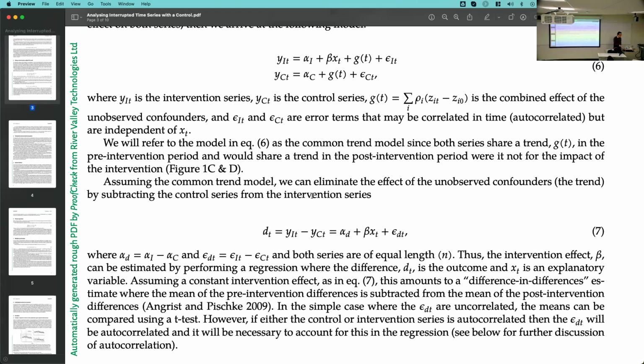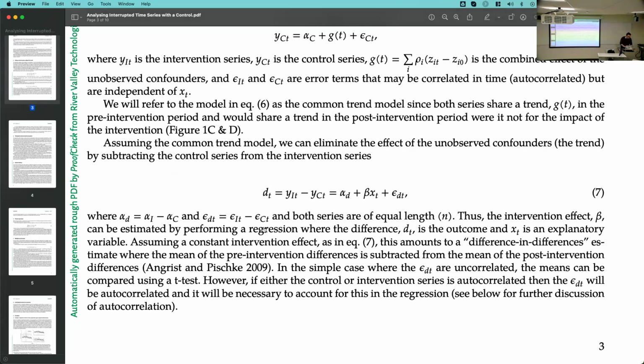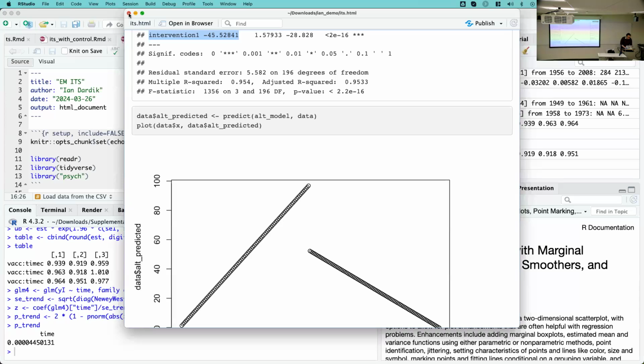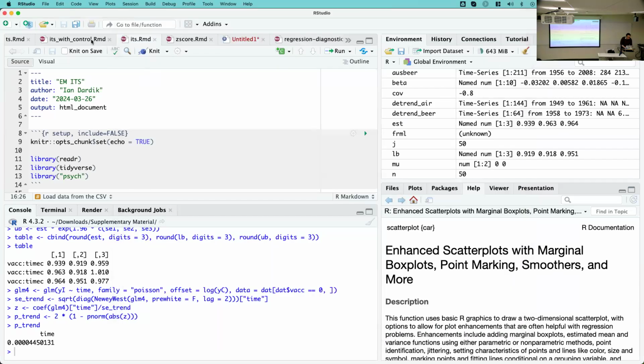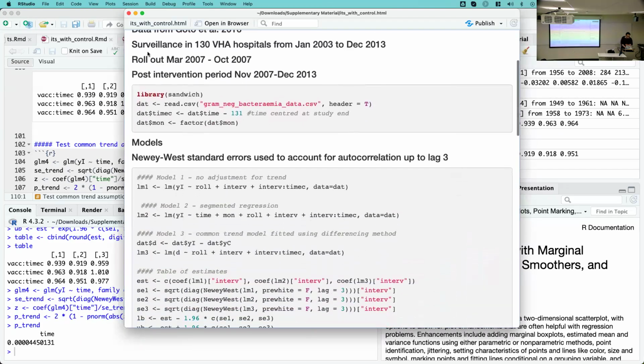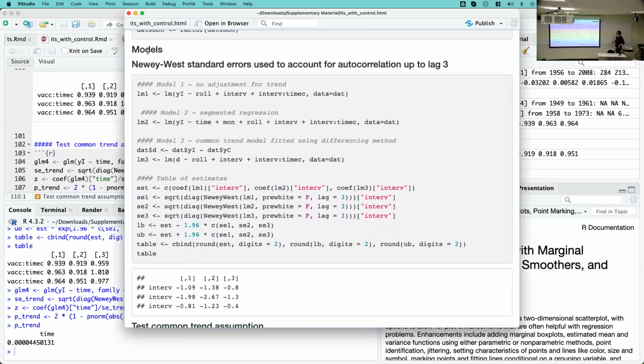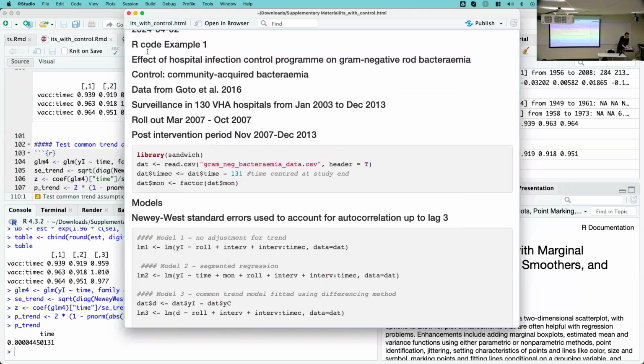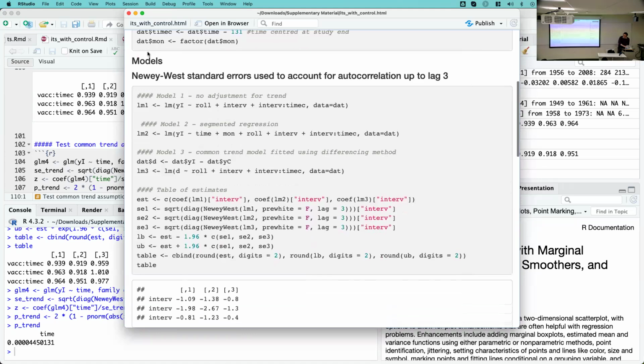Okay. So the regression here, let me actually show you what this would look like. Yeah, this guy. Model 2. What was this? This was the bacteria infections in hospitals.